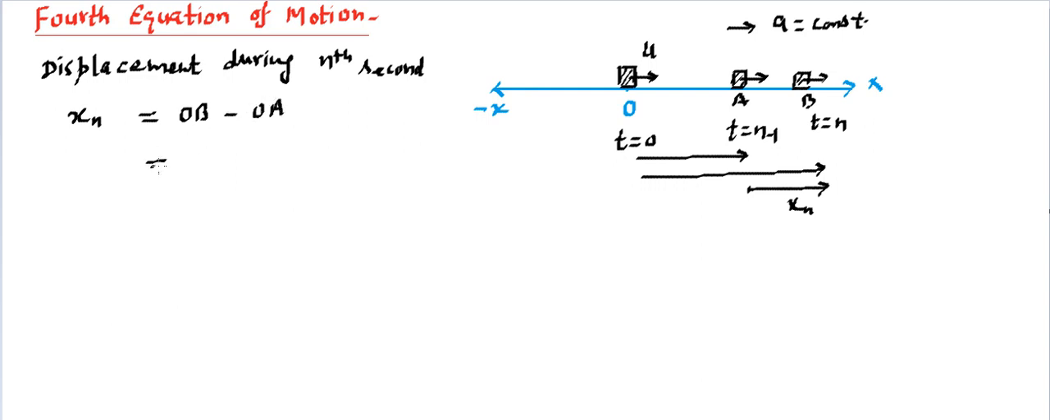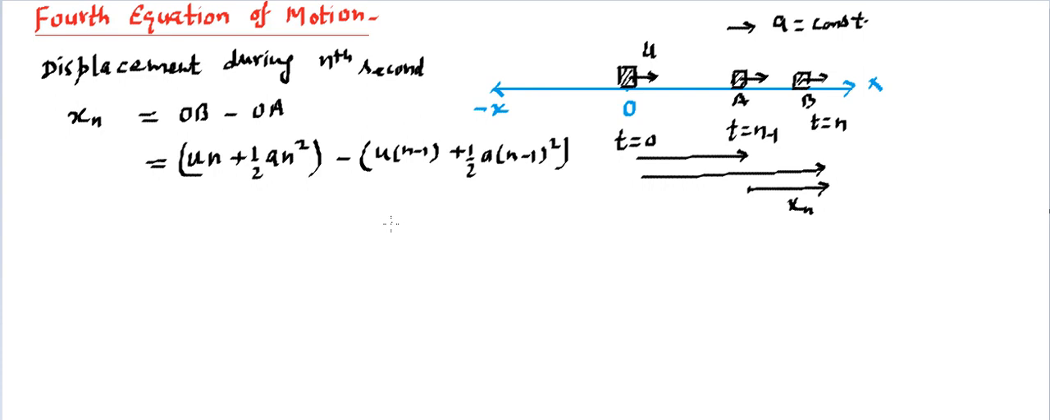And we know the formula of displacement in n seconds, so that's going to be u, the initial velocity, into time, which is n, plus half a into t square, that is n square. So which formula are we using? We are using the second equation of motion to find the displacement in n seconds. Similarly, we can write the displacement in n minus 1 seconds. So you are going to write u, and now the time will be n minus 1. So ut plus half a t square, where t is n minus 1. So do the square. This will become the formula for xn.